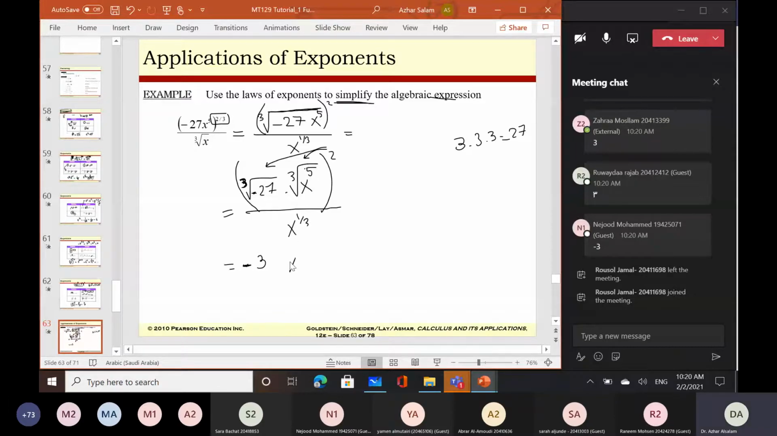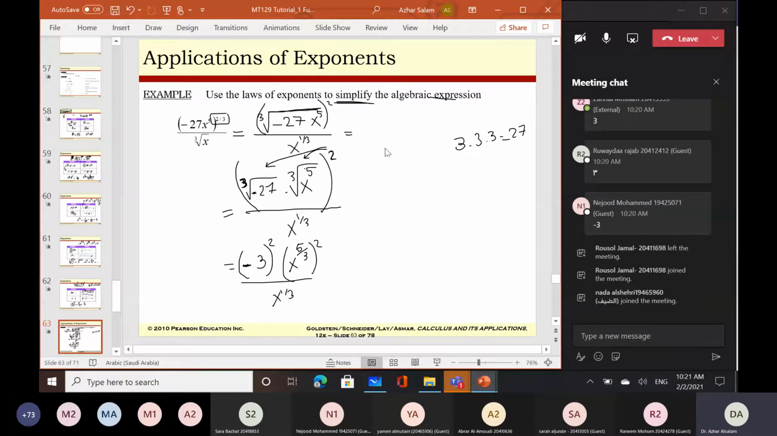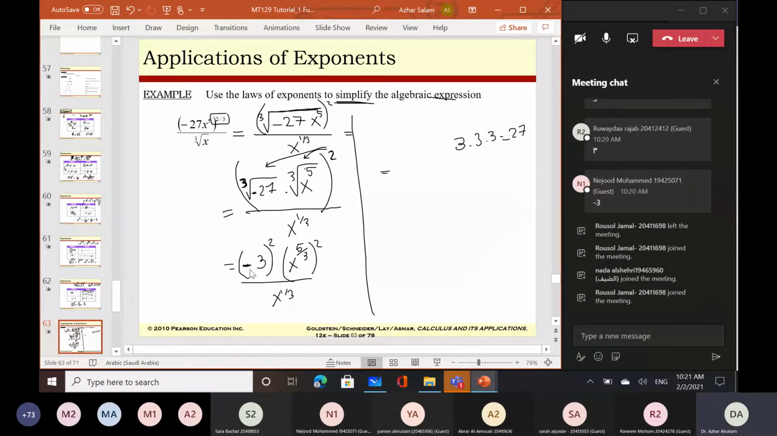Here I have x to the power 5 over 3, of course this squared, don't forget the square, all to the power 2 divided by x to the power third. Okay, I complete here. Here I have minus 3 squared will be 9, and here for x to the power, I just multiply 5 over 3 multiplied by 2. So it will be x to the power 10 over 3 divided by x to the power third. It will be 9 times x divided by x.